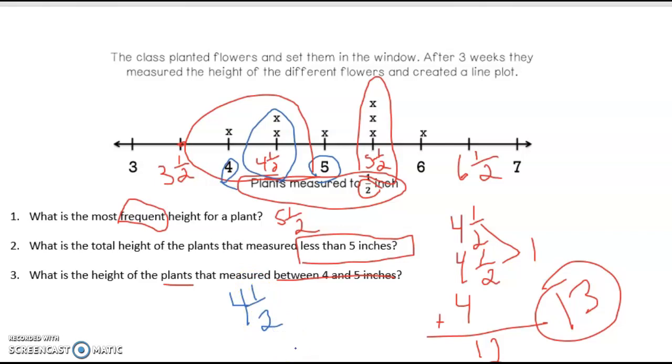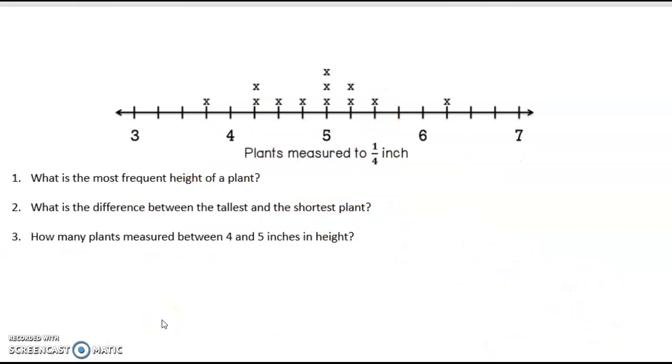Okay, let's look at a different one. All right, here we have again plants that are measuring. We're measuring the height of plants, except now instead of measuring to 1/2 inch, we are measuring to what? Count how many spaces. 1, 2, 3, 4. There's 4 spaces between the 3 and the 4. We're working with fourths.